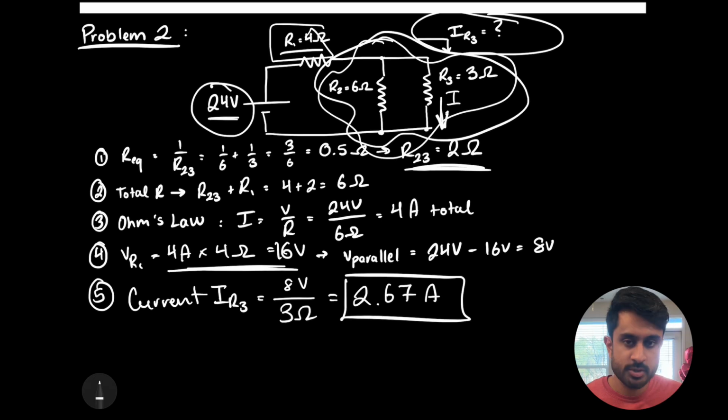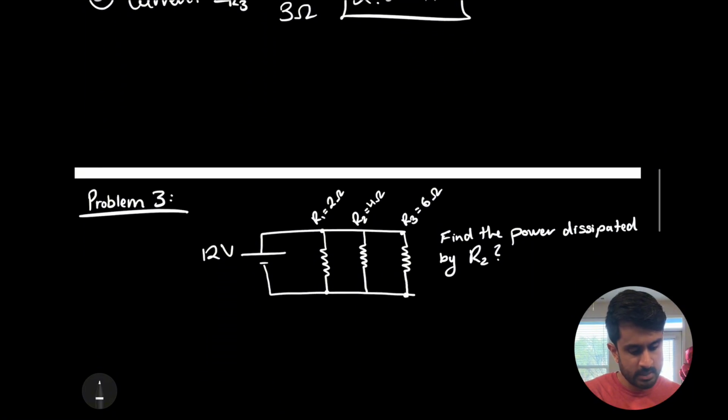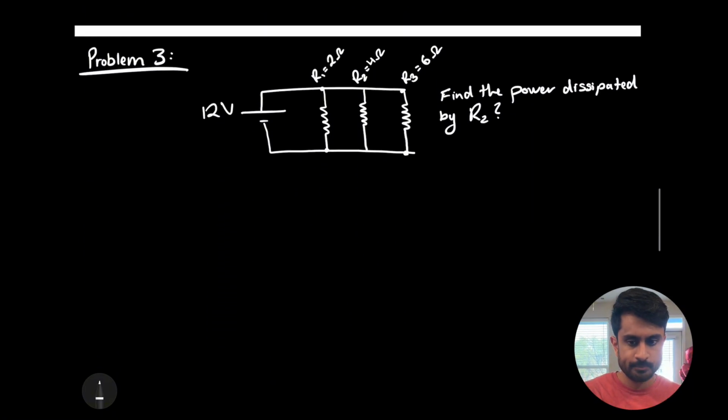So this problem was significantly more in-depth and involved, but by breaking it down step by step and understanding simple rules of both parallel and series resistances, it's a pretty simple problem that we can solve by iteratively using Ohm's law over and over again. Let's move on to another question.